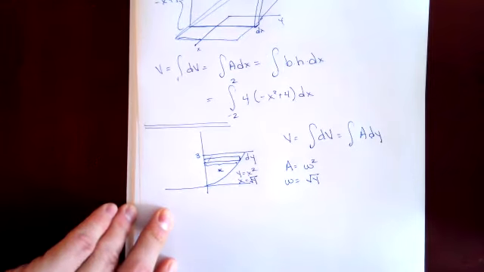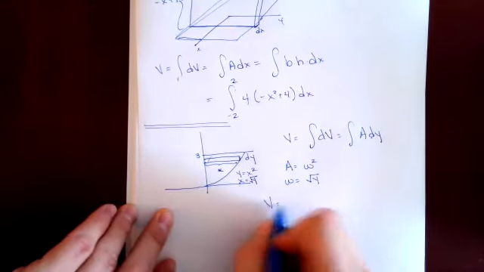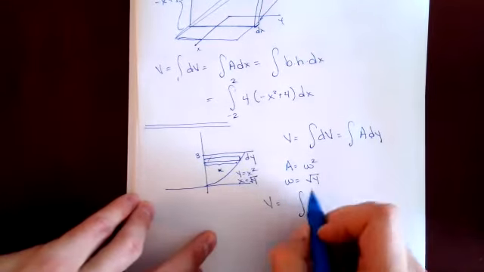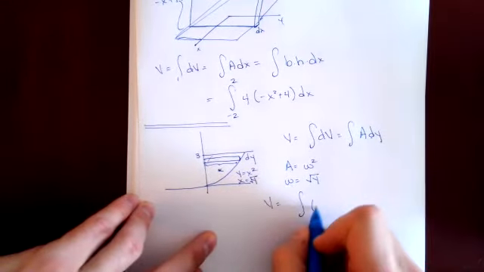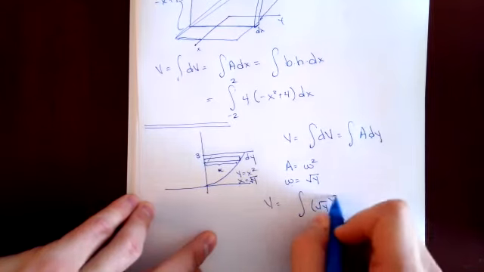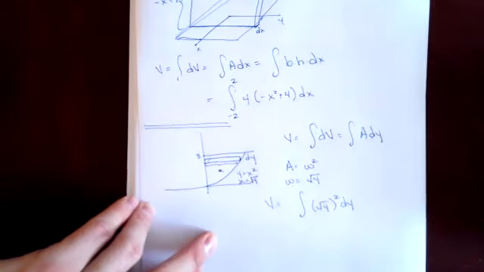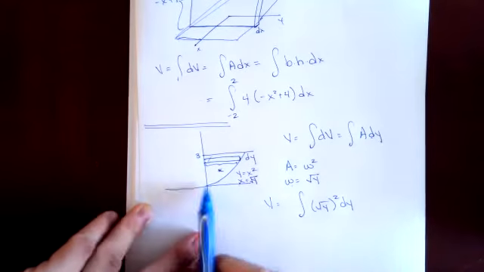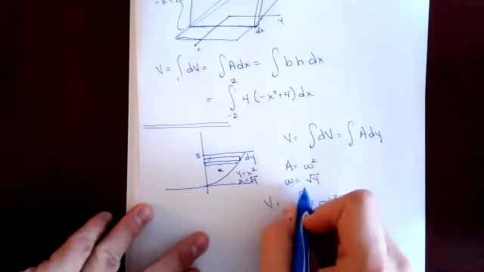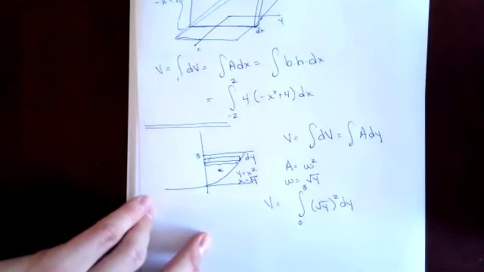Volume then is square root of y squared dy. And then the bounds for y, 0 to 3.